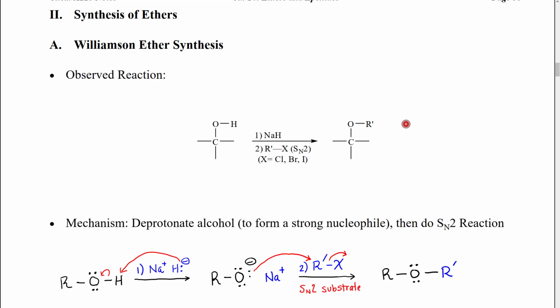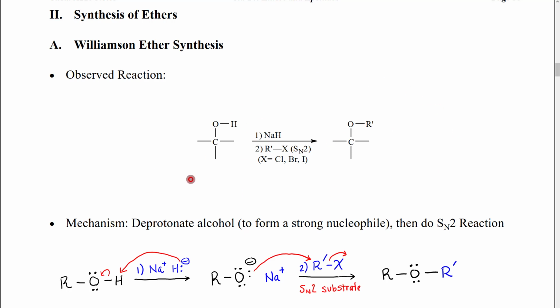In our next section, we're going to discuss the synthesis of ethers. The first synthesis we're going to look at is a named reaction called the Williamson ether synthesis. It is one of the first systematic organic chemistry reactions that was ever studied. It was discovered around 1850.